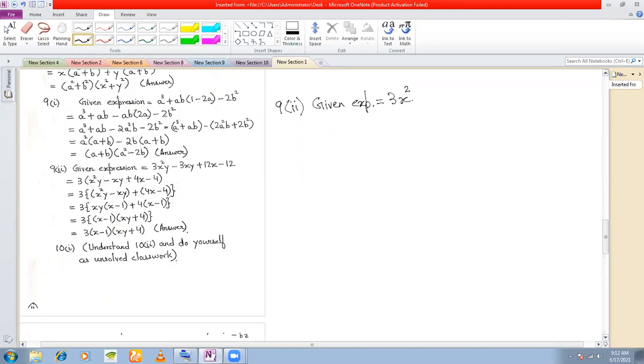The given expression in 9(2) is 3x square y minus 3xy plus 12x minus 12. See here again, you have four terms in this expression. So we first try the first and the second. Here you can take out a 3, from x square and x you can take out x, and from y and y you can take out y. From 3x square y, if you're taking out 3xy, you're only left with an x. Minus, and from 3xy, if you're taking out 3xy, you're only left with a 1.